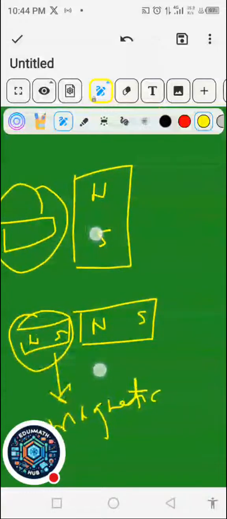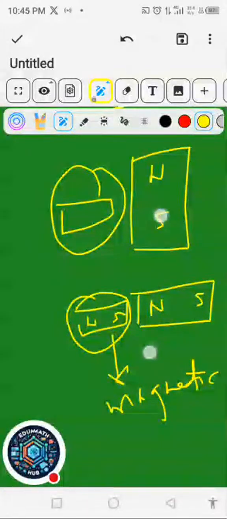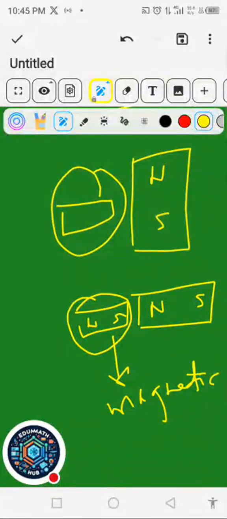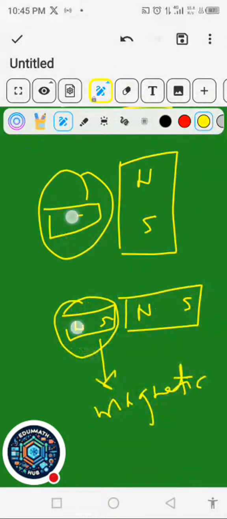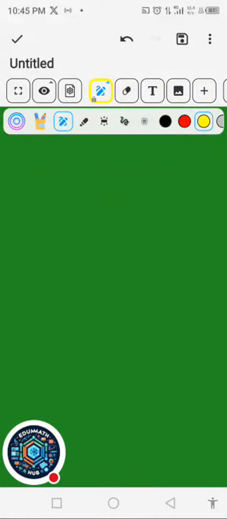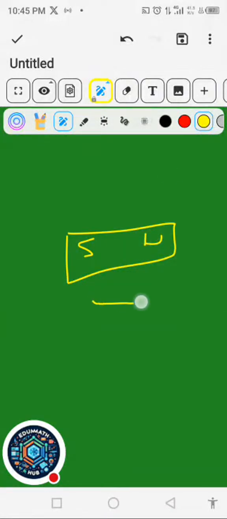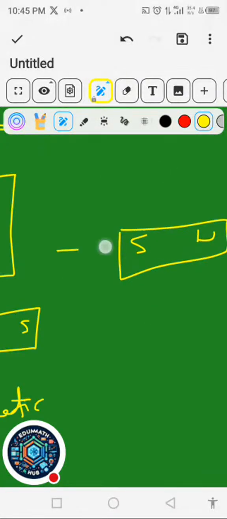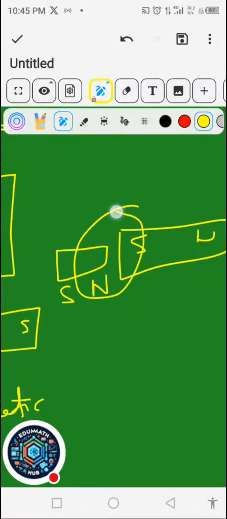So the pole induces an opposite pole at the end nearest to the magnet. It means that if this is the original magnet here, and this is south and this is north, and you place the material like this here, this place will be north and here will be south. It will induce an opposite pole in the magnetic material. Okay, so take note of that.